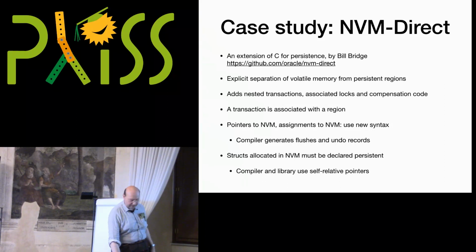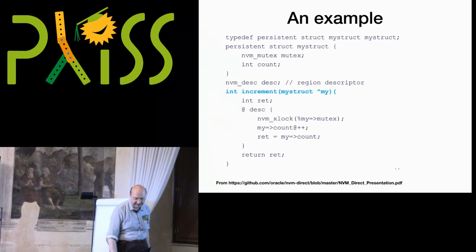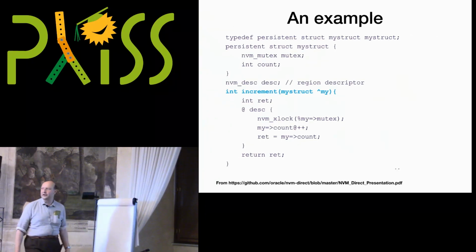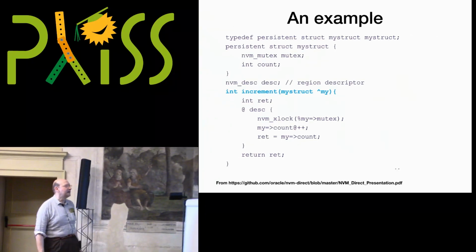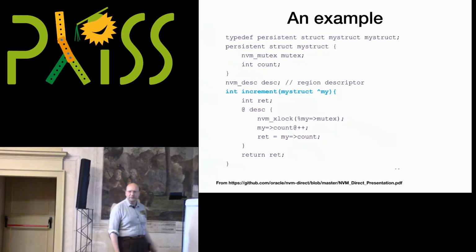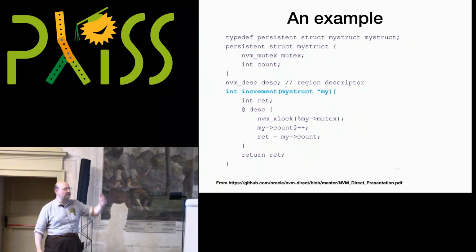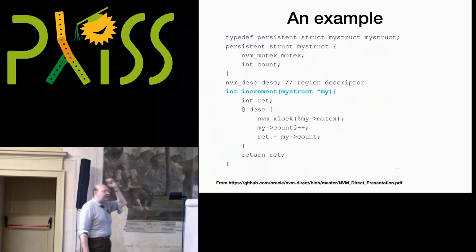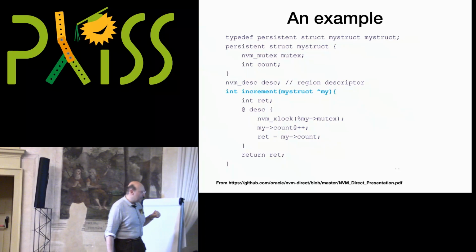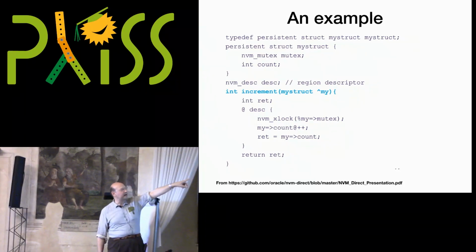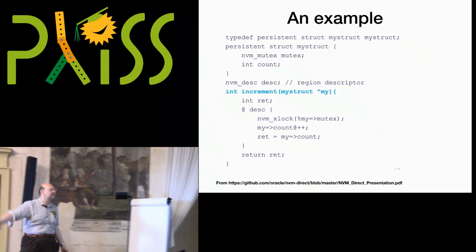So let's have a quick look. Oh, and as I mentioned earlier, you have to have position independence, and in this case, the compiler manages that by using self-relative pointers for all persistent data. So here's a fragment of code from one of Bill's examples, and you can see it's recognizably C, but there are also parts which are new. There's the persistent keyword on the definitions of types. There are types introduced by the library, things like the non-volatile memory mutex, which is a mutex that lives in persistent state.